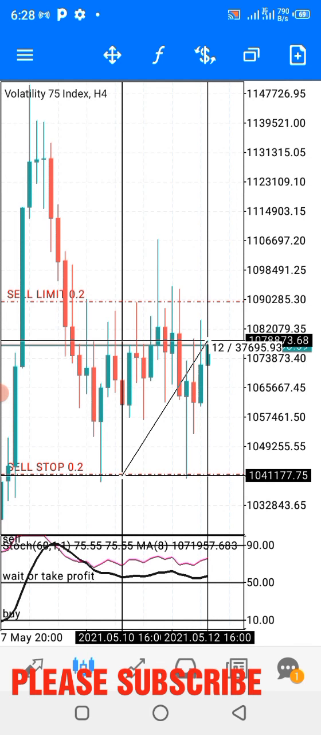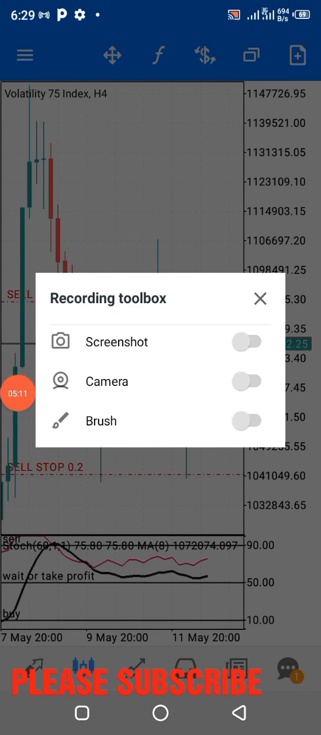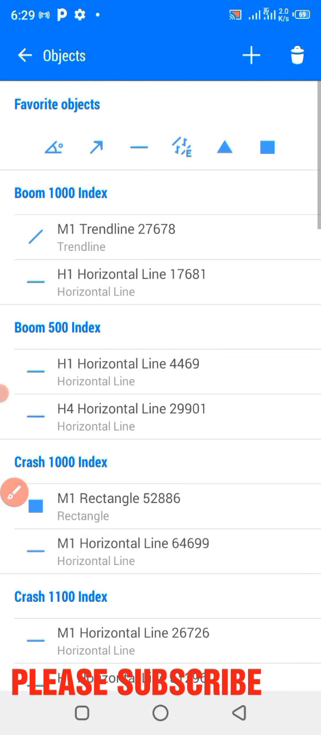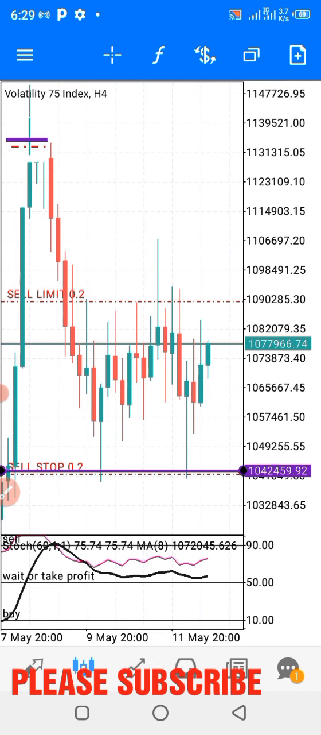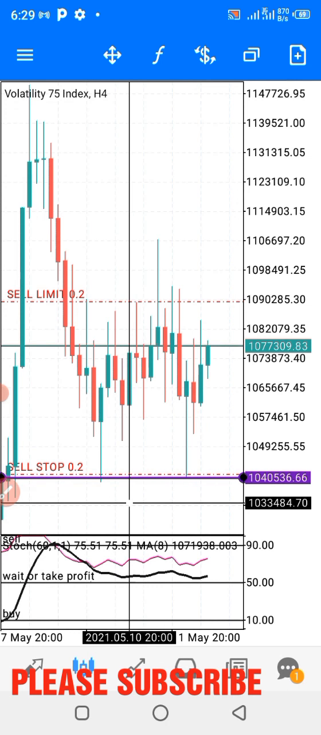So let's continue. Assuming I want to buy this asset at this point, or this point. I want to buy this asset at this level. Let me draw a line there. Then what I will do is I will place a stop loss.